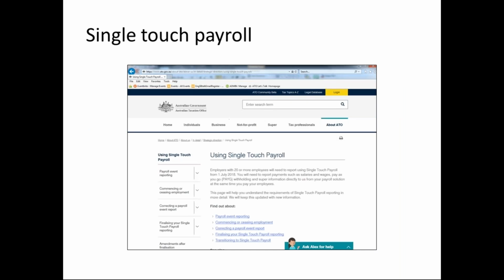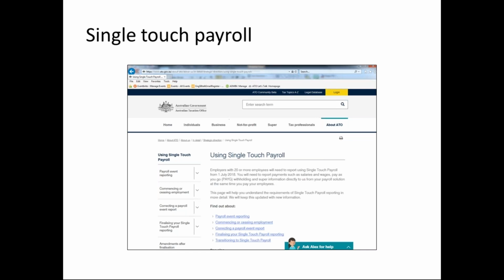Okay, now another reporting change for employers is the single touch payroll. It means that employers will now report payments such as salaries and wages, the pay-as-you-go withholding, and super information to us directly from the payroll solution at the same time that they pay their employees. So for employers with 20 or more employees, the single-touch payroll reporting starts from the 1st of July 2018. The first year will be a transition and penalties will not apply. But you may need to update your payroll solution to report through the single-touch payroll.